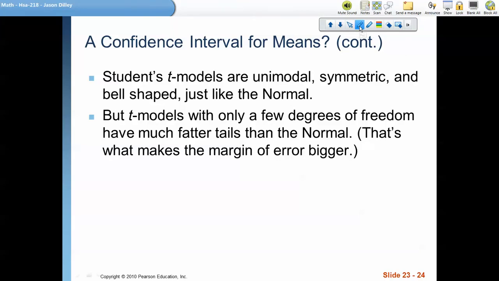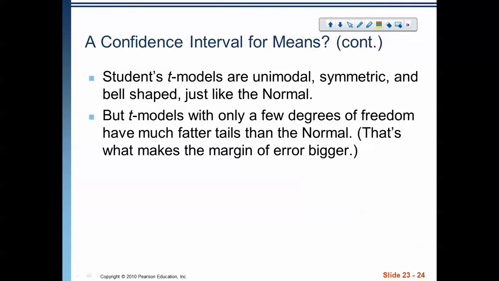This is going to be our final video for chapter 23, from the Statistics Modeling Our World curriculum. What we're going to be doing in this video is finding the critical t value in a confidence interval.